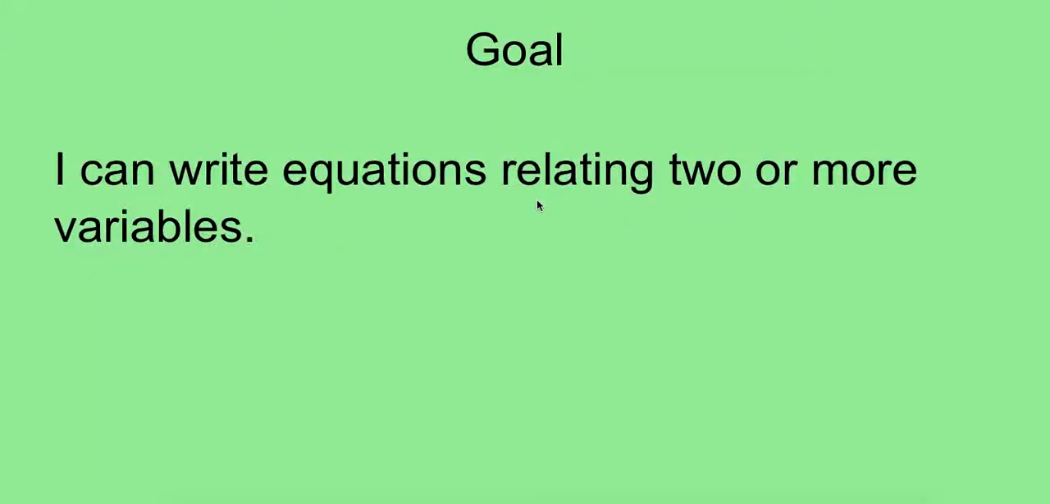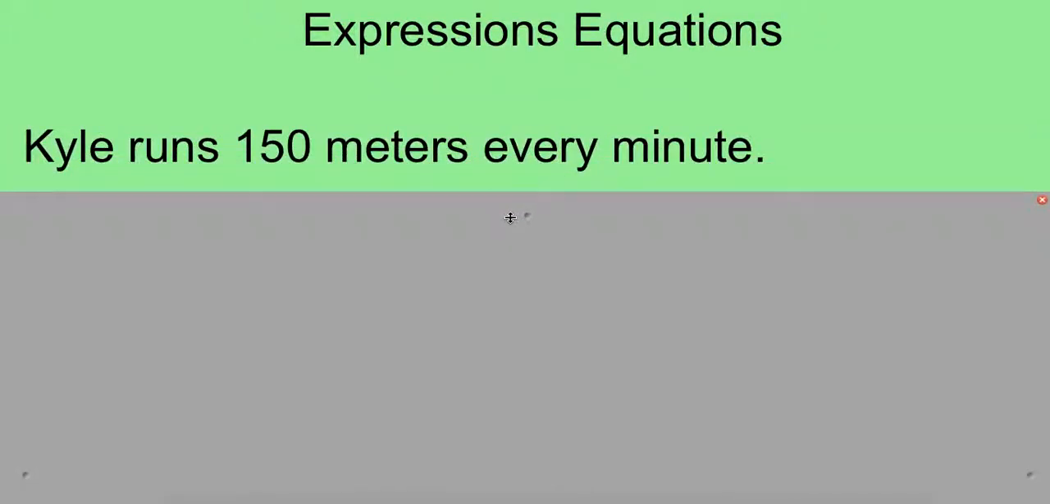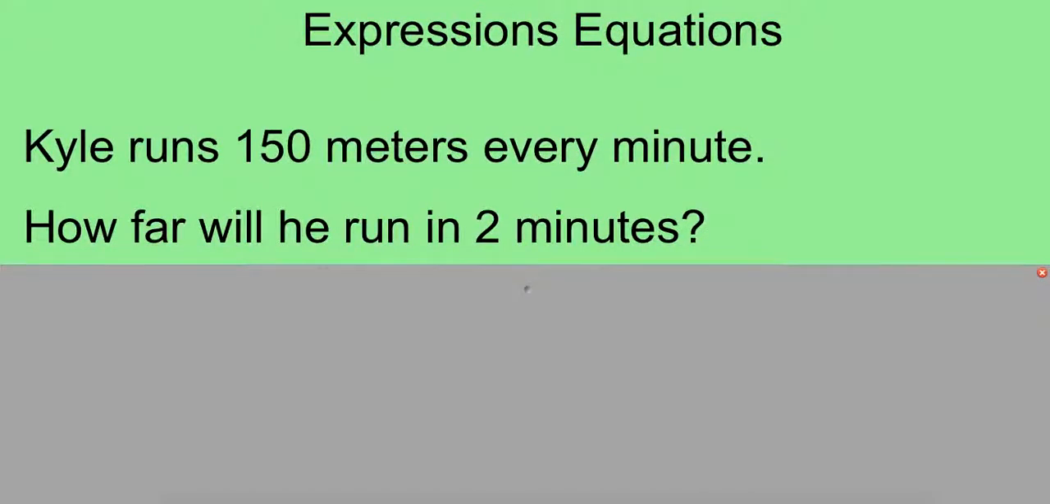In this video, our goal is to be able to write equations relating two or more variables. Before we go into how to write an equation, we're first going to go over a quick example. We're going to pretend that someone named Kyle can run 150 meters every minute, which is pretty fast. Knowing that, we have to ask ourselves, what if he runs for 2 minutes?